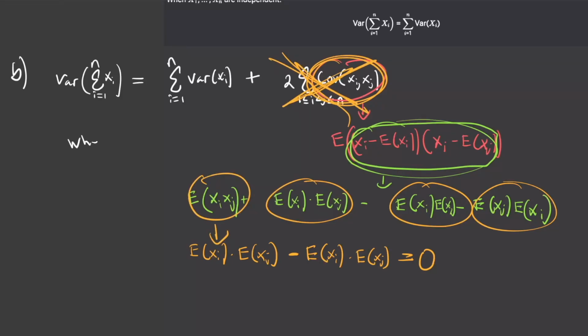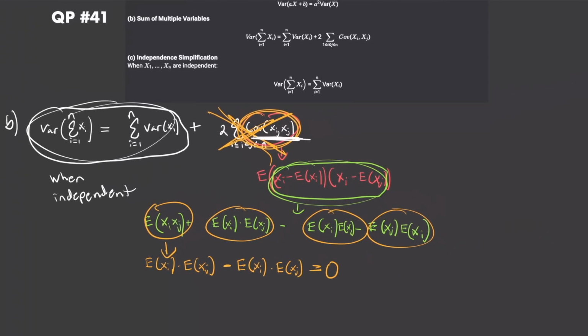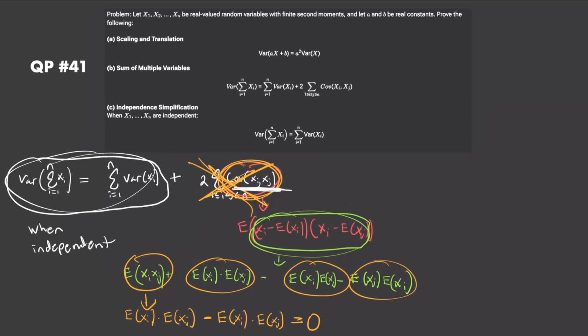Therefore, when all of these variables, x1, x2, x3, all the way up to xn, are independent, we're going to have this property: the variance is just equal to the sum of variances. That's basically linearity of variance, but they have to be independent. That's because the covariance between x_i and x_j, which is another useful fact to know, is equal to 0 when they're independent. So that solves all three problems. We proved everything just using a lot of algebra. And these are probably the three most useful things about variance to know.